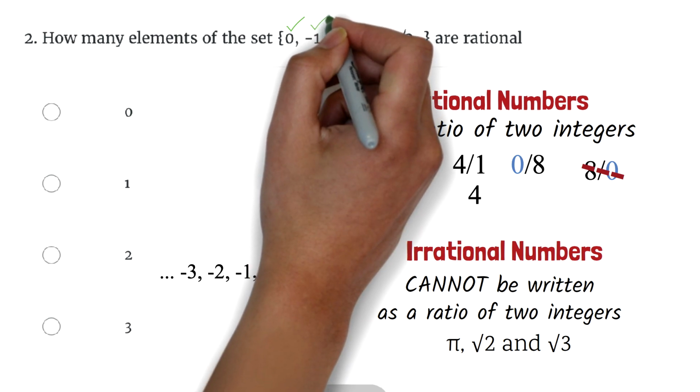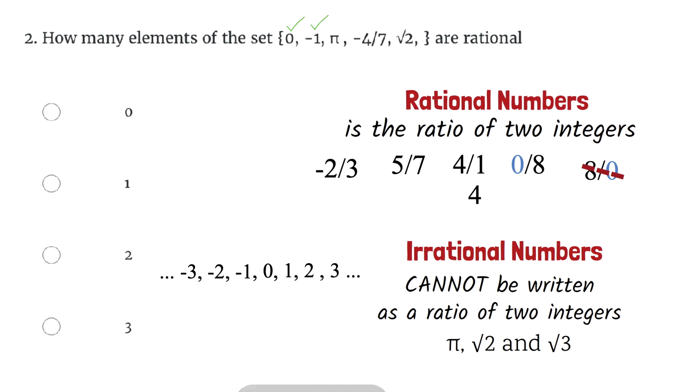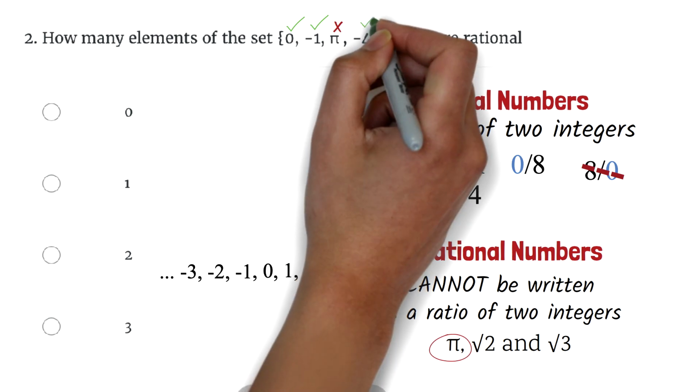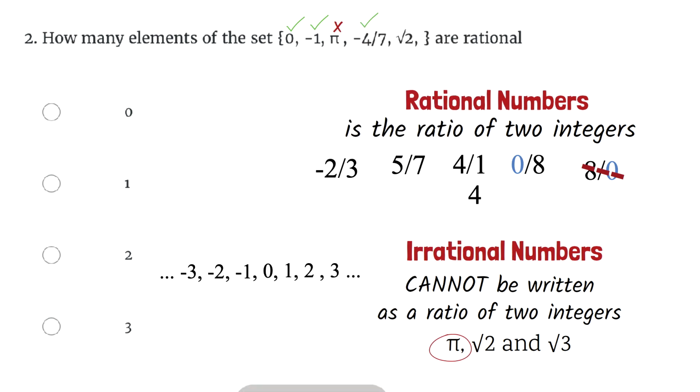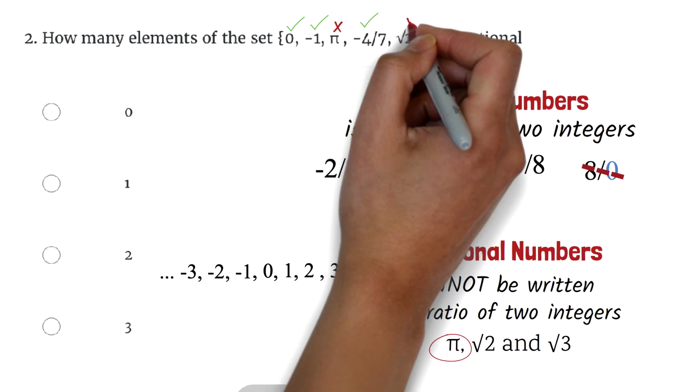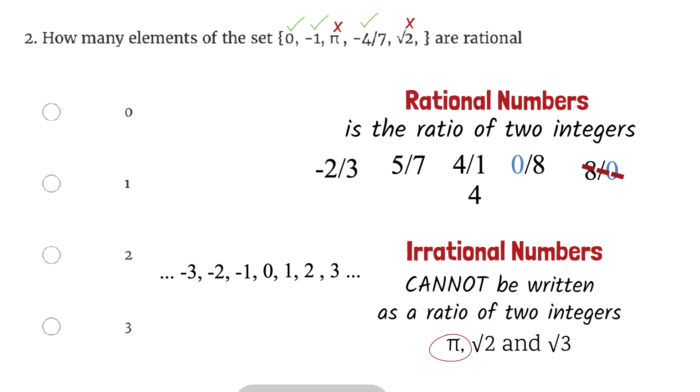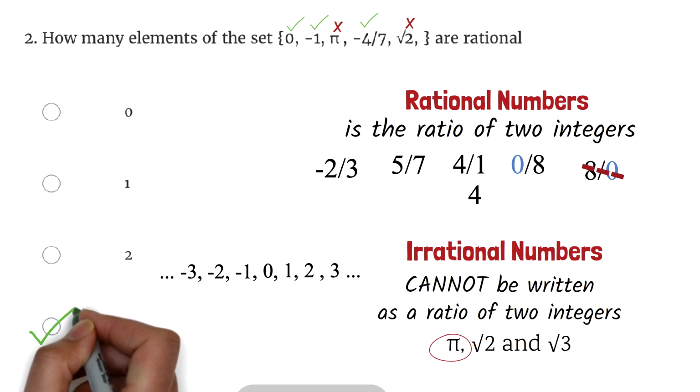-1 is also a rational number. We can write it as -1 over 1. Pi is an irrational number, as we just learned. We will explain that more in later lessons, but please take note of it. -4/7 is a rational number. It is an integer -4 over another integer 7. √2 is an irrational number. Please don't assume all roots are irrational numbers. For example, √9 is a rational number because the square root of 9 is 3. So we can say that 3 of the elements are rational.